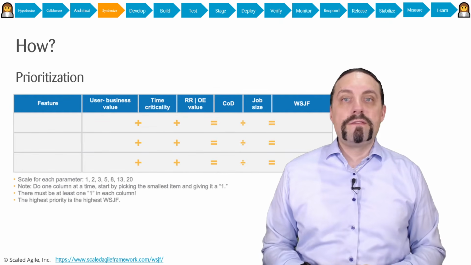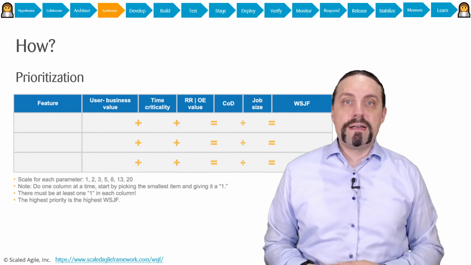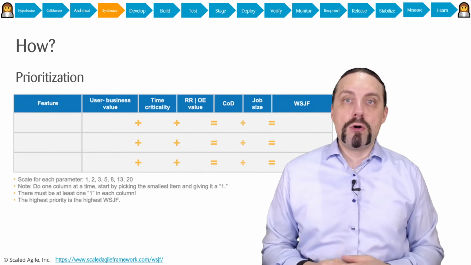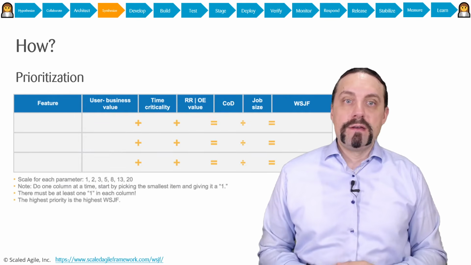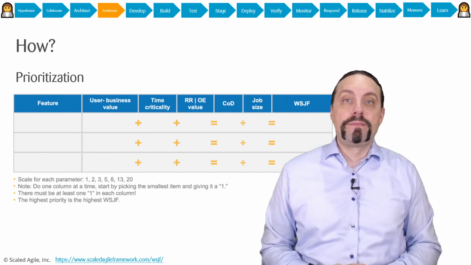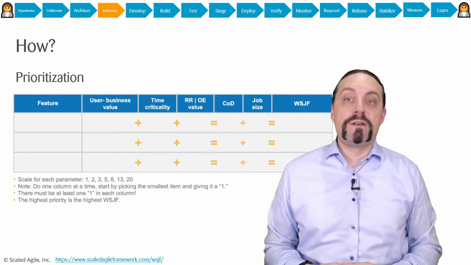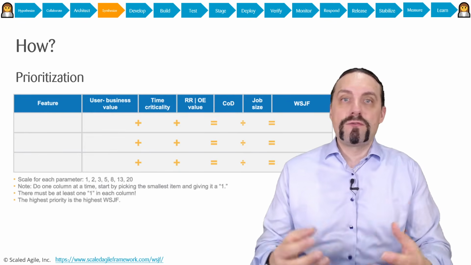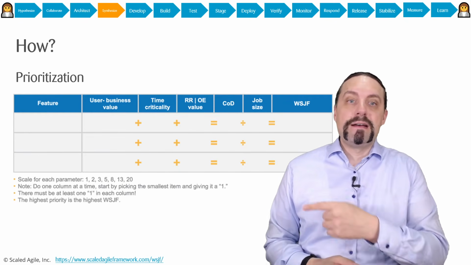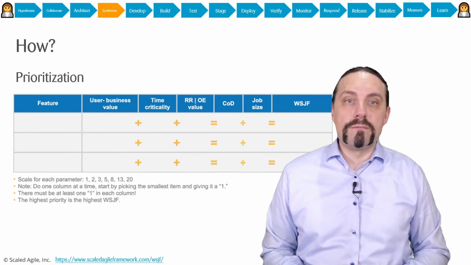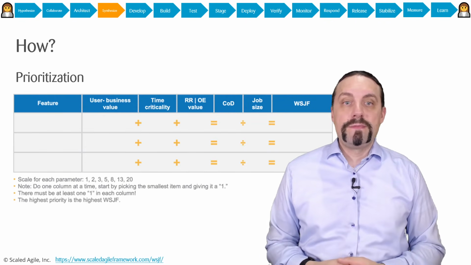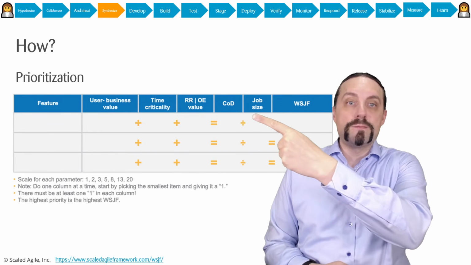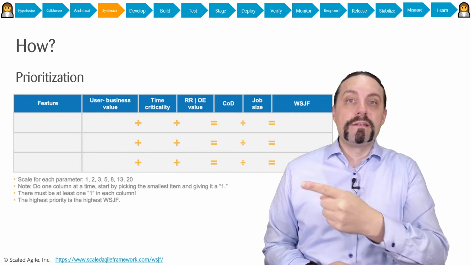After that, we will go again over all the features and we will ask the question which one of these features has the smallest job size, and we will give it a 1. And then we will ask which one of these features has the double job size or the same job size or 3 times or 5 times the job size, and we will give them the corresponding numbers. When we have done that, then we will divide cost of delay by job size and we will get the WSJF.